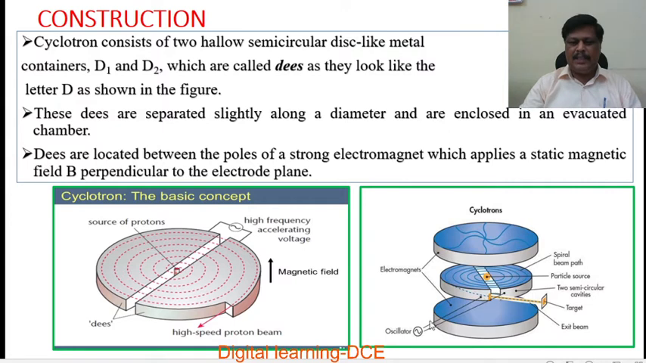Here this is an oscillator applied. These two are the electromagnets. This is the particle source and the spiral beam path. So the ions move in these Ds in a circular path, and finally they are incident on the target. This is the exit beam of the protons.